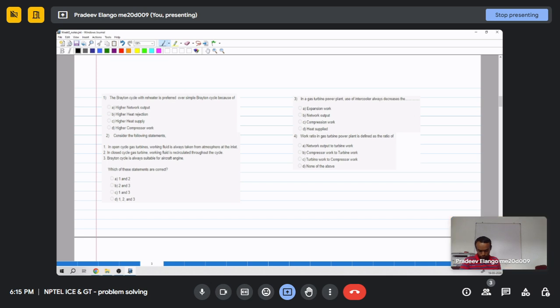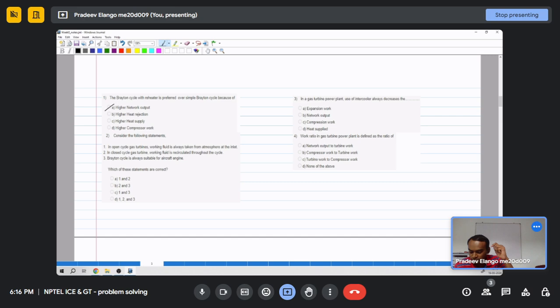Higher net work output. Yeah. So after the first stage of the turbine, we again heat it back using a reheater, and then extract more output using a second turbine. So that means for a given mass of the fluid, we are able to take more work output in one cycle. So that is higher net work output.